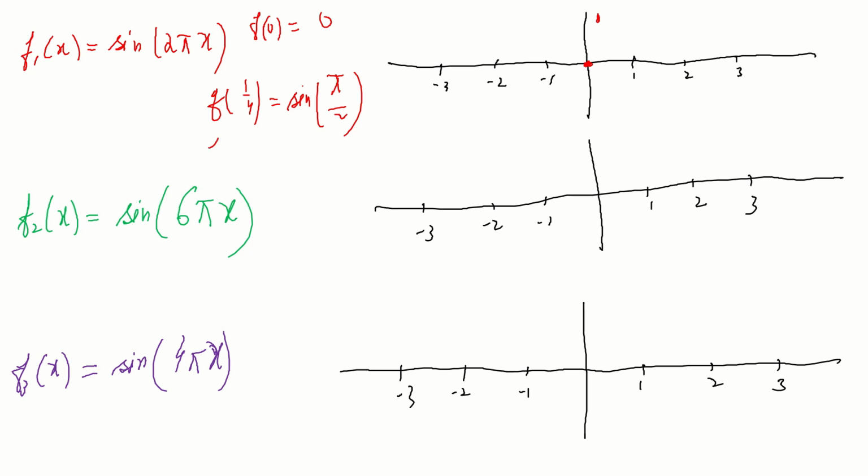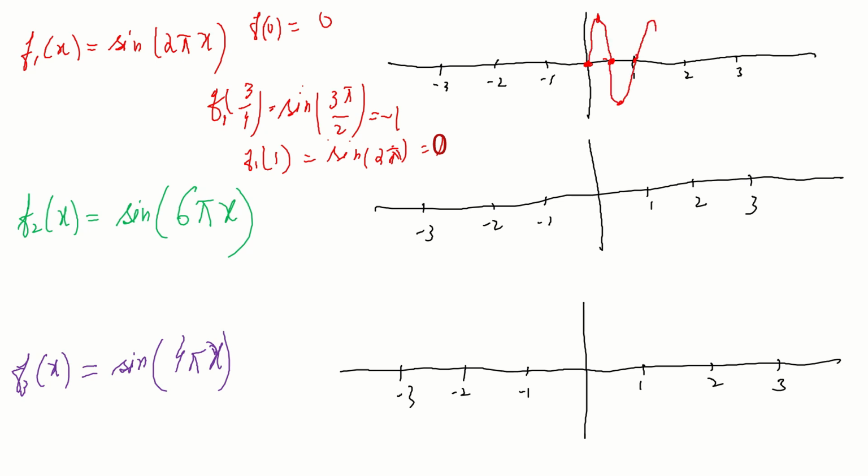For x equal 1 by 2, f1 of 1 by 2 is equal to sine pi, which is equal to 0. For x equal 3 by 4, we have sine 3 pi by 2. The angle 3 pi by 2 is equal to 270 degrees or equivalently minus 90 degrees. Therefore, sine 3 pi by 2 is equal to minus 1. Finally, for x equal 1, we get sine 2 pi equal to 0. If we plot all these values, we obtain the graph of the function f1.